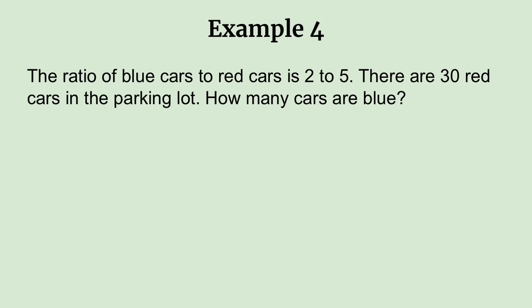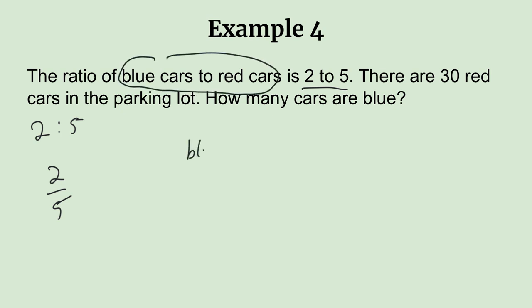So first one here, the ratio of blue cars to red cars is 2 to 5. So it's written like this. We could also write it as 2 to 5 or 2 over 5. There are 30 red cars in the parking lot. How many cars are blue? So for this fraction, it says blue cars to red cars. So that's going to be blue over red, which means blue over red.